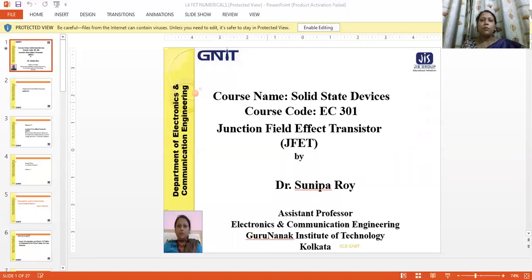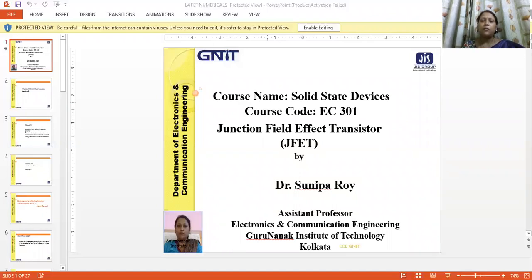This is Module 4, Field Effect Transistor, Lecture 6. So, junction field effect transistor. This is the construction, field control action and characteristics, pinch-off voltage derivation and numerical problem. This lesson plan is particularly on numerical problem. This is lecture 11.